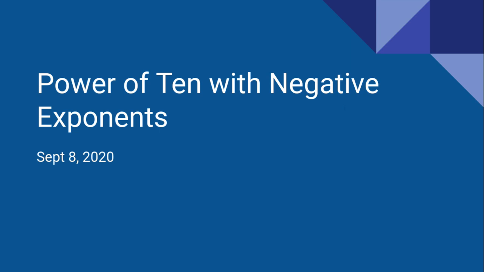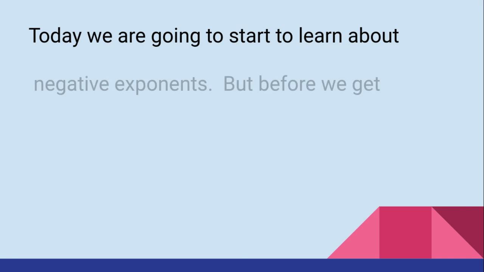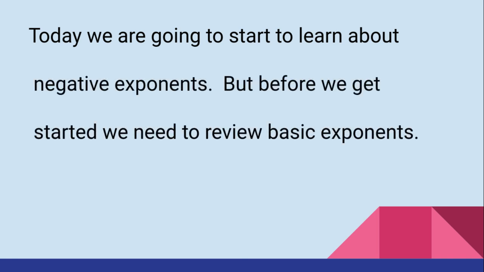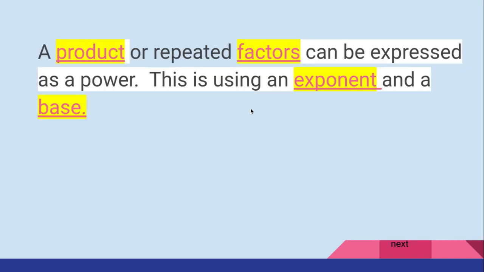All right, so we have the power of 10 with negative exponents. Today we're going to start to learn about negative exponents, but before we start, we need to review some basic exponent problems. Now, a product of repeated factors can be expressed as a power. This is using an exponent and a base. Let's look at what these words mean.